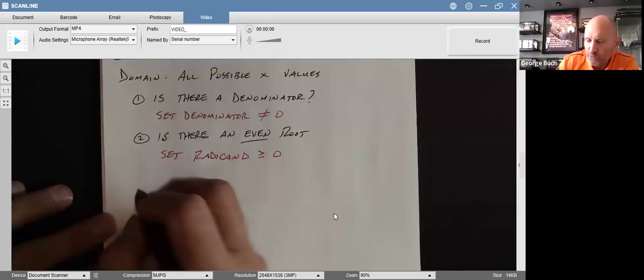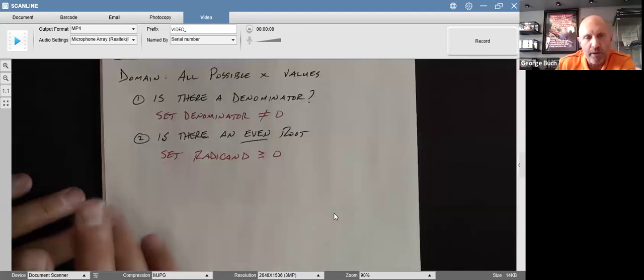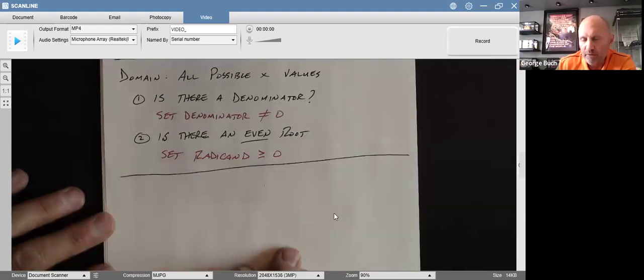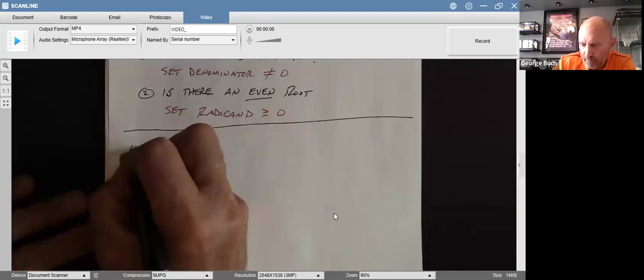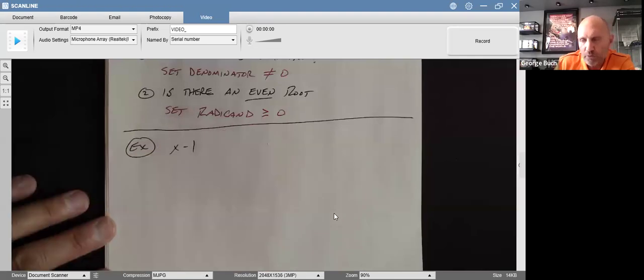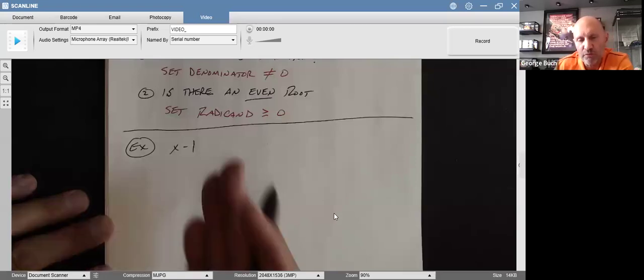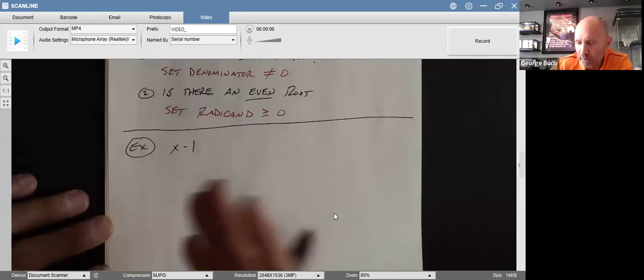Lastly, so those are our only two concerns. If I don't have a denominator, if I don't have an even root, so let's say, for example, I have, well, let's just do x minus 1. So is there a denominator there? No. Is there a square root, fourth root, anything like that? No. So that means what? That means I can have any value of x that I want. It's not going to cause me a problem. It's not going to give me negative square roots or even roots. It's not going to give me a 0 in the denominator.